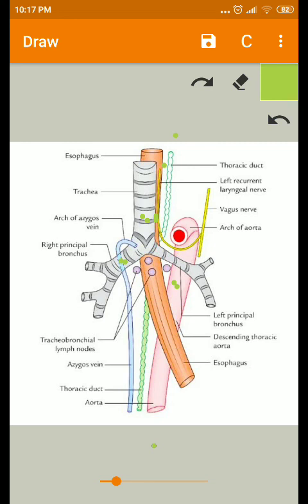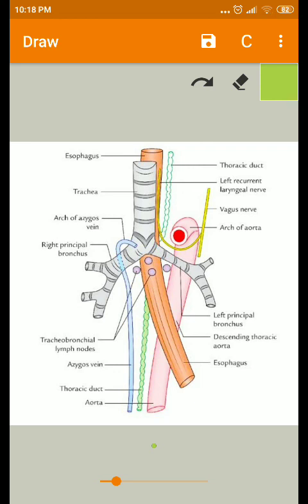The common causes of mediastinal syndrome are bronchogenic carcinoma, and a disease called Hodgkin's disease, causing enlargement of the mediastinal lymph nodes. And also aneurysm, that means over dilatation of the aorta. So these are the causes of mediastinal syndrome. This is about the surgical importance of the posterior mediastinum.